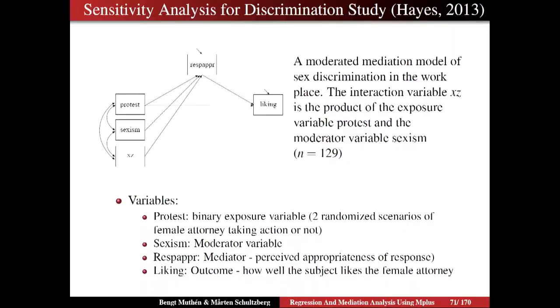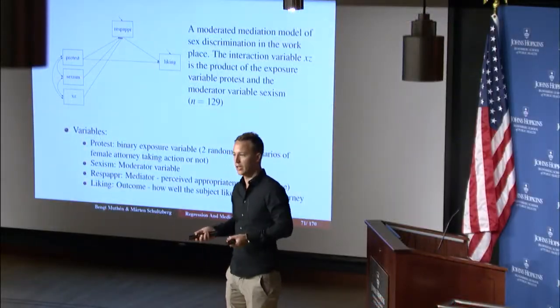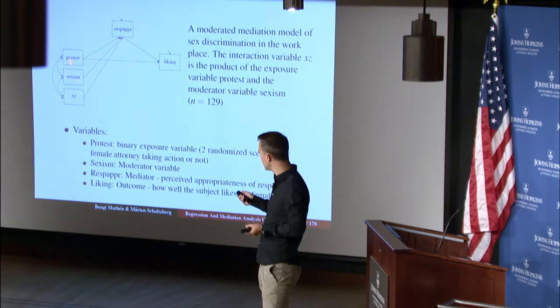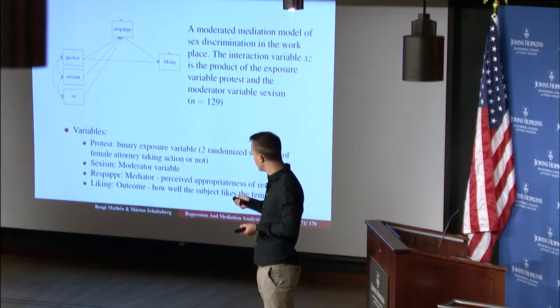So the mediator is how the subjects rated the appropriateness of the response, so whether it was an appropriate response or not. And the outcome is the general liking of this female lawyer, so whether you like this lawyer or not. And then we have the moderator here, sexism. That's a measure of whether or not the subject thinks that sexism is a problem in general in society. And we have then the XZ, which is the interaction between these two.